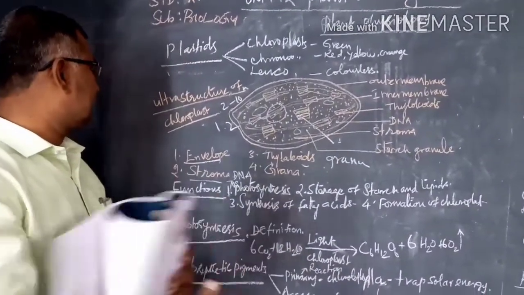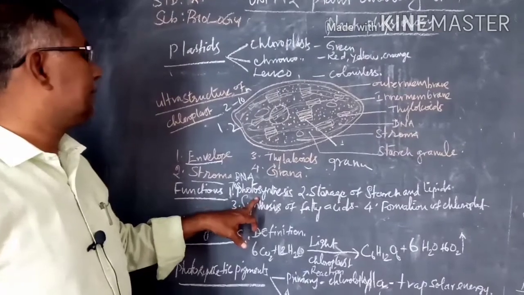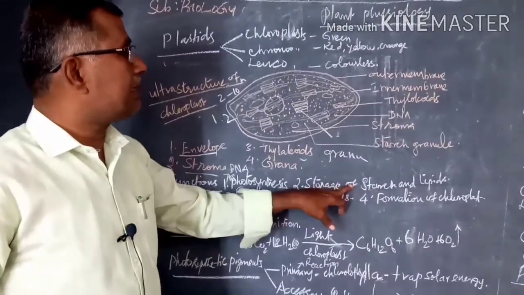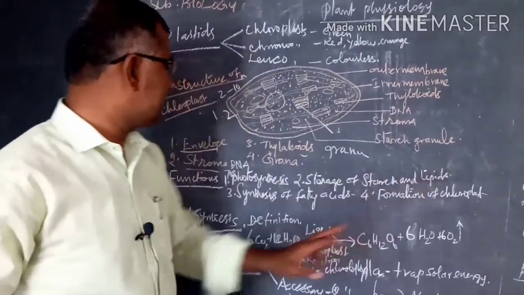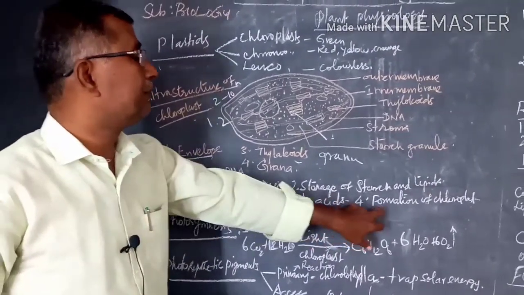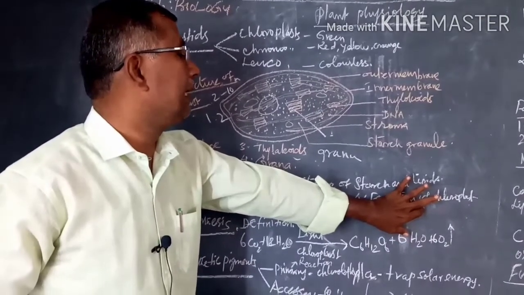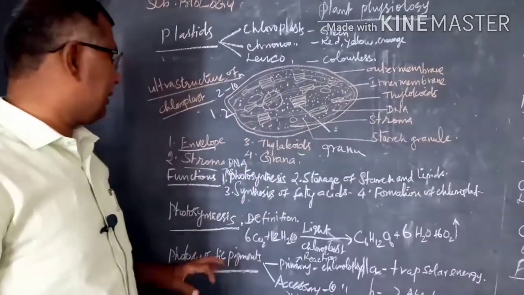Then what are the functions of chloroplast? Photosynthesis, storage of starch and storage of lipids, then synthesis of fatty acids. Fourth one is formation of chlorophyll, that is the chlorophyll A and B pigments.